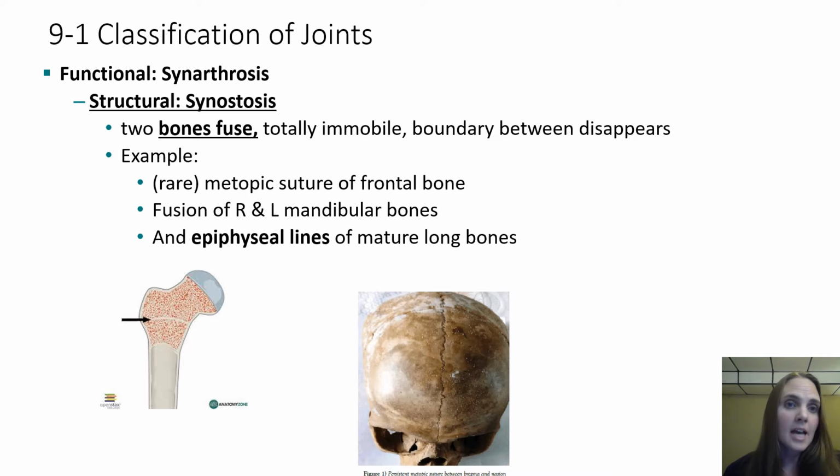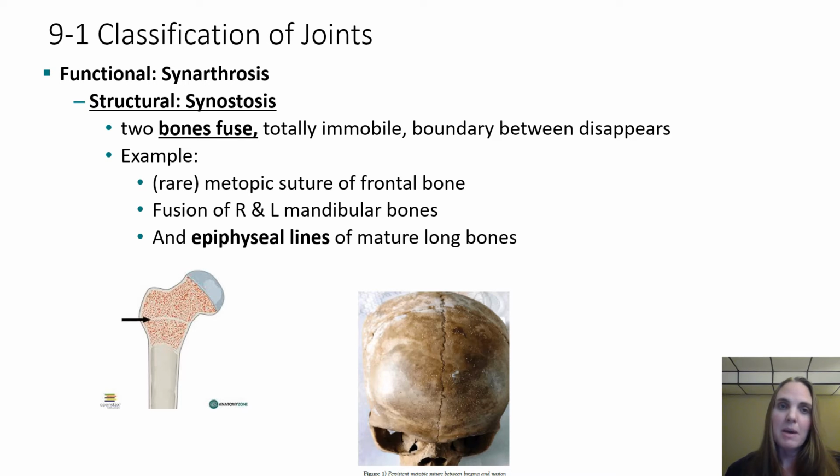Then we have a synostosis. A synostosis is when we have two bones that actually fuse completely and become totally immobile, and the boundary between these bones then disappears. Examples of where we would find these, we have fusion of the right and left mandibular bones. Initially, when your bones are forming, the mandible is a right and a left side, but they do fuse completely, forming that synostosis.